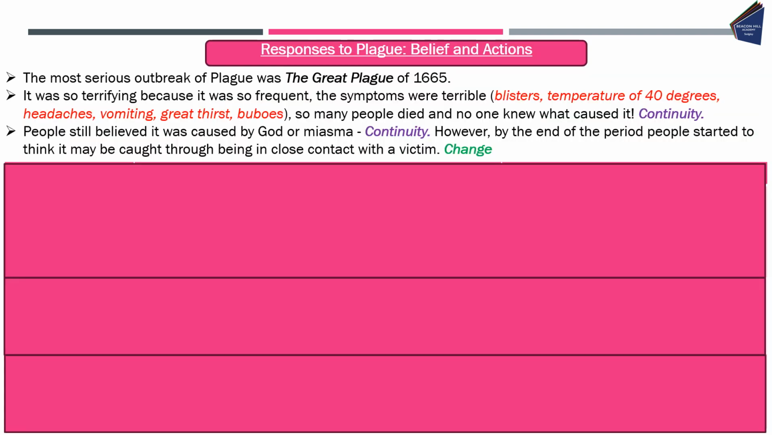So the epidemic that you need to know during this time period is the plague, not to be confused with the Black Death. So please make sure that in the exam you are clear that it is the Great Plague that takes place during early modern Britain. So if you have a look at the points that are on the screen, we've got the most serious outbreak of the plague was the Great Plague of 1665.